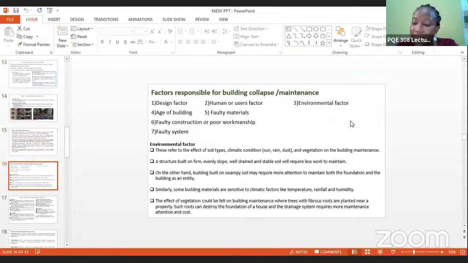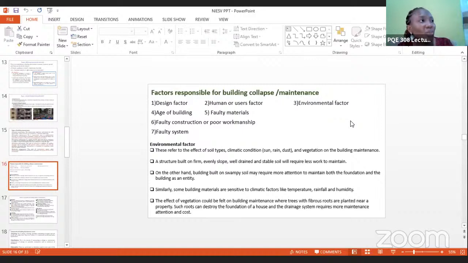Another factor that I have here is the human or users factor. Back to us, we are the humans, we are the users using these buildings. Our I-don't-care attitude. A building that is meant for two or three people to live in, you will see so many people living in that building, a building where you are not meant to pound yam. You think, I don't care, at least I used my money to rent the house. But all those attitudes have an effect on the building.